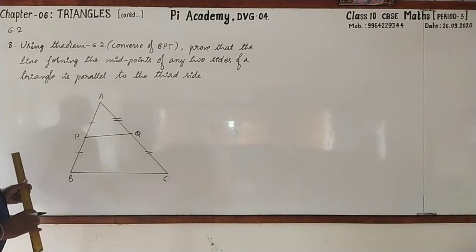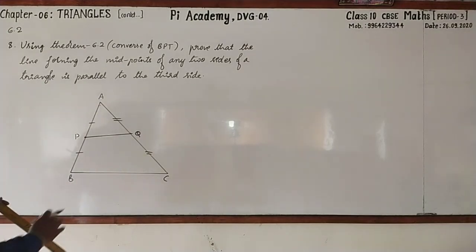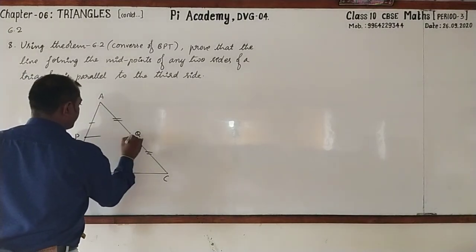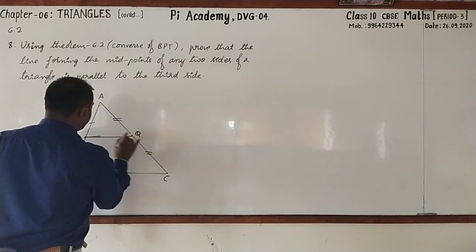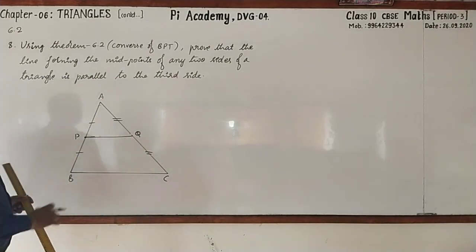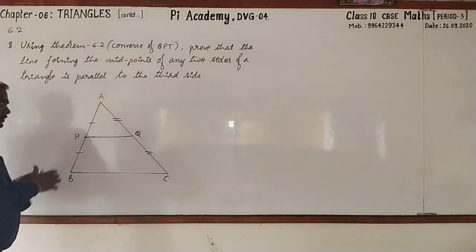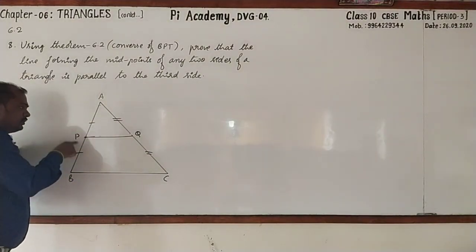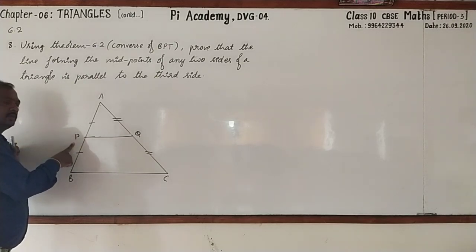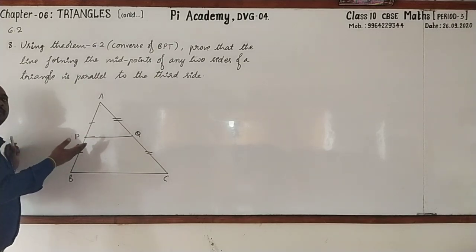And what we are going to prove? We will prove that PQ is parallel to BC. Is it not simple? No doubt. Here, you find out the ratio. What is the ratio of these two? Both are equal. Hence, it will be 1.